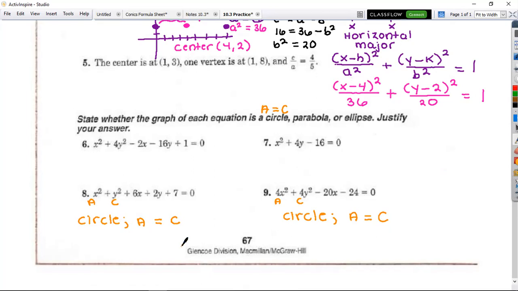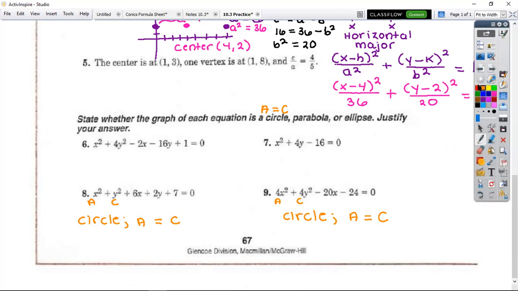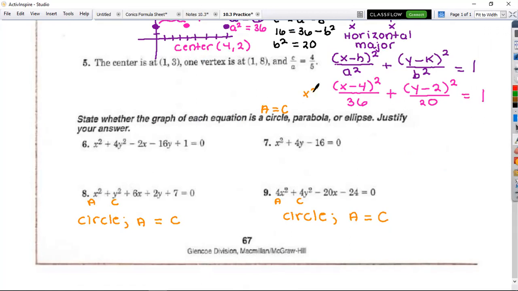To have a parabola, this is only going to have x squared or y squared, not both. So this is x squared or y squared. Are there any of those? Yes, right here. So this one is a parabola. Your reasoning, you can say it only has x squared, which indicates that c is missing, so it's 0.